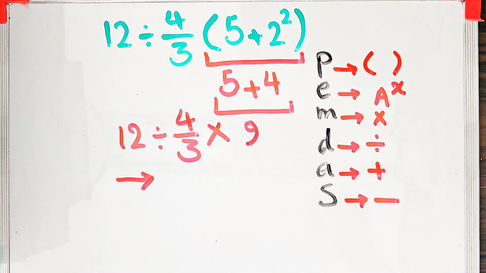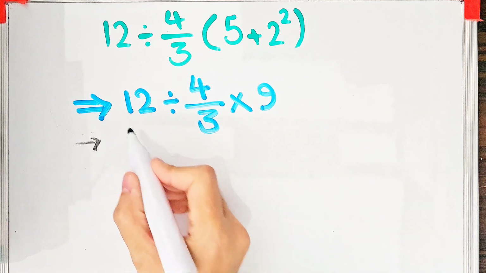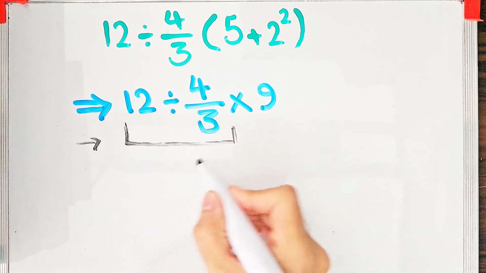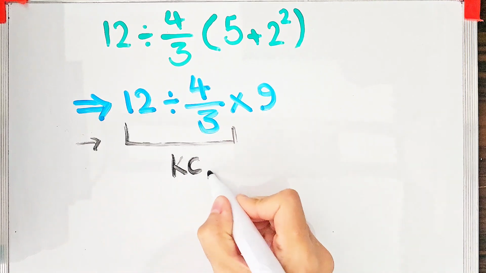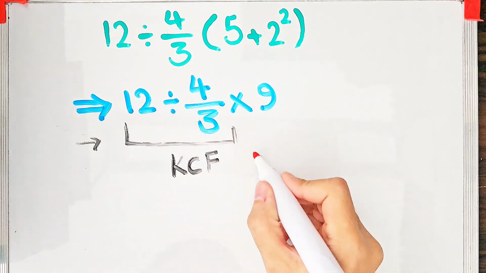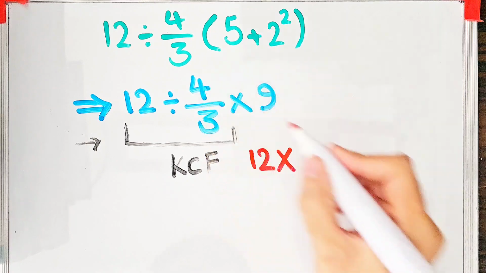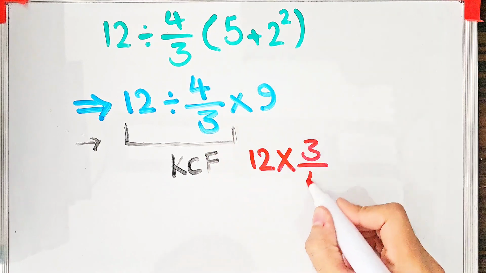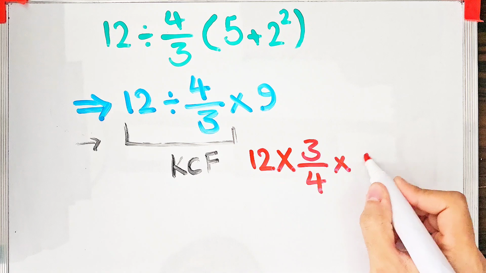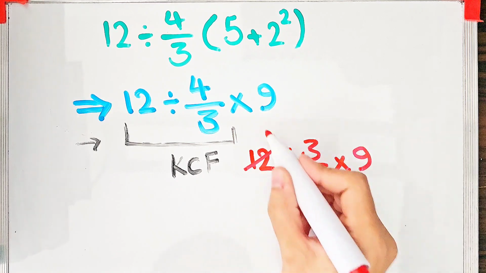To solve the first part, we need to follow the KCF rule. KCF means keep the first number as it is, then change the sign, then flip the second fraction. As you can see in the image, we keep the first number as it is, then change the sign, then flip the second fraction. 12 and 4 are divisible by 4. Now we can simplify the question.